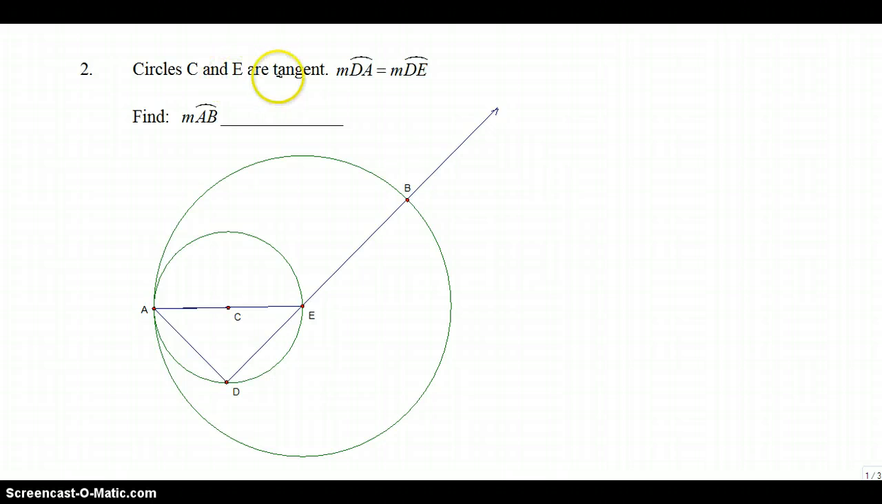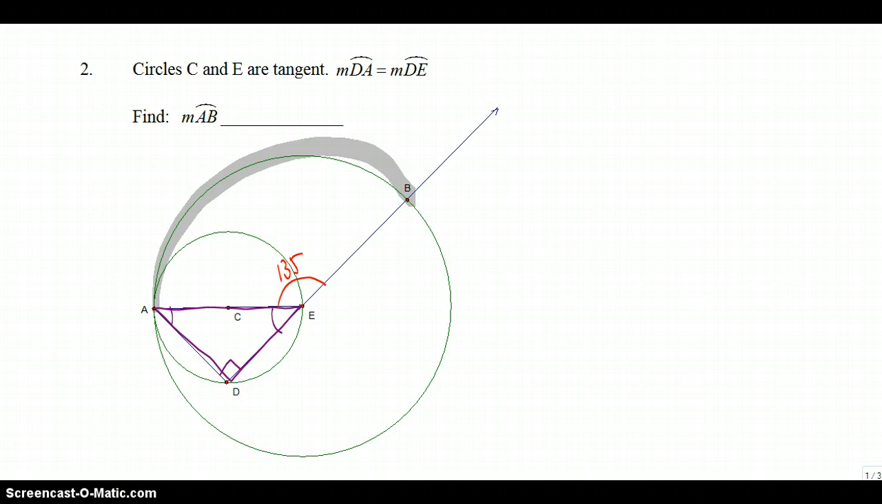In this one, since C and E are the circles, it means that AE is a diameter in the smaller circle, which means that this is a semicircle. So this inscribed angle, angle D, has got to be a right angle. It means that this must be a right triangle. More specifically, it's a 45-45-90 triangle. And if this is 45 degrees, then its linear pair has got to be 135 degrees. So angle AEB is 135, and it's a central angle for arc angle AB, which is the one we're trying to find. So the measure of arc angle AB is equal to 135 degrees.